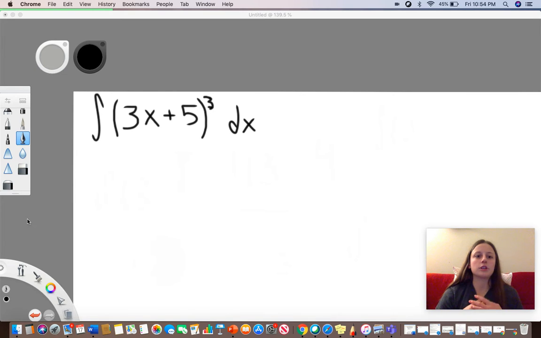When you get to an integral that you don't know how to solve, if you can't apply a simple rule to it, I highly recommend using this method, because most of the time, and especially in this course, it is going to work for you. So here I just have a basic example.